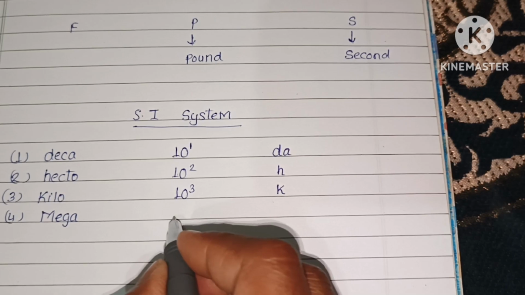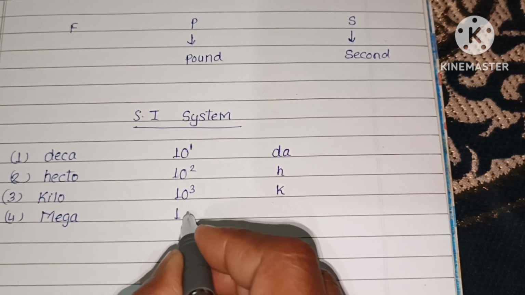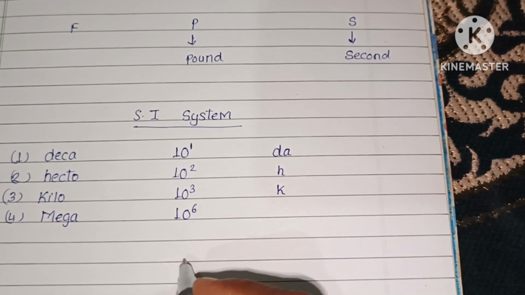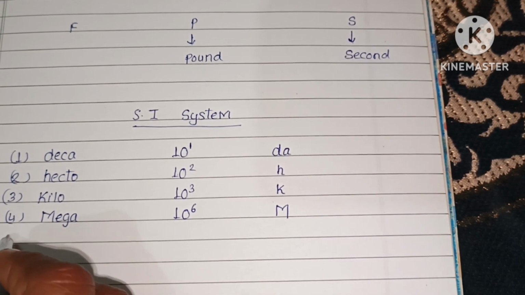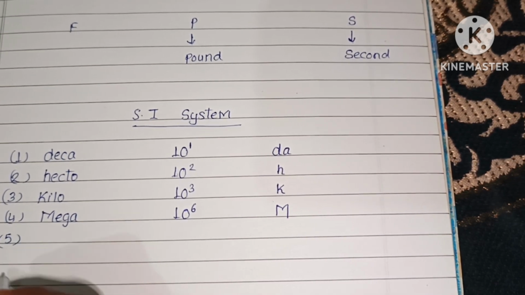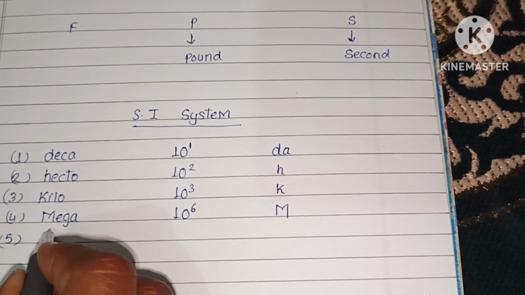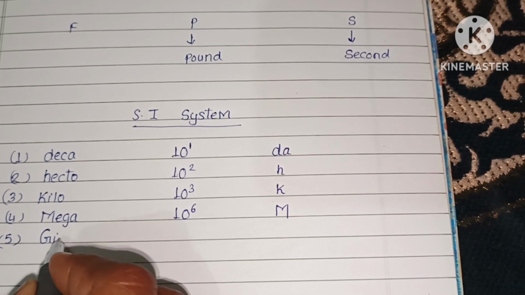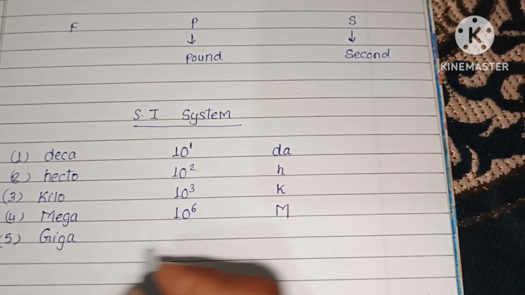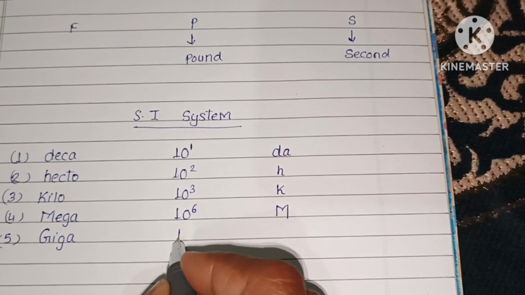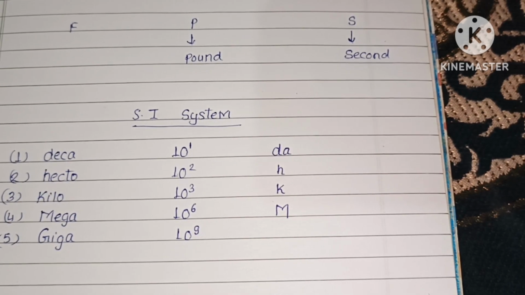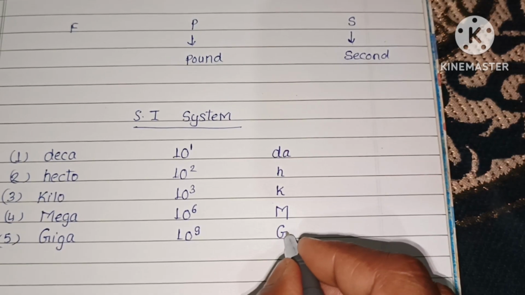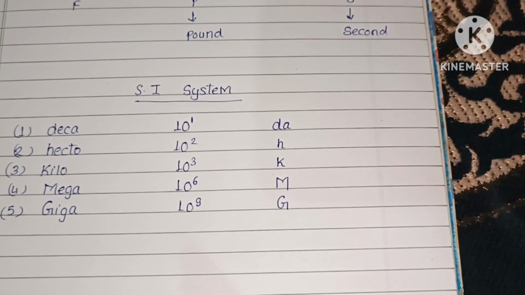That is 10 to the power 6 and represented by capital M. Fifth is giga. That is 10 to the power 9, represented by capital G.